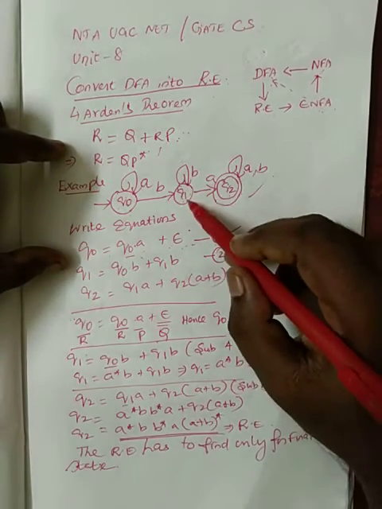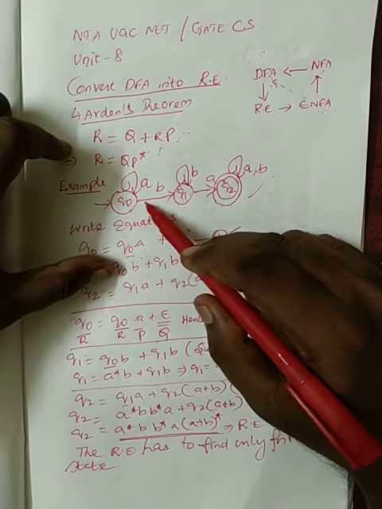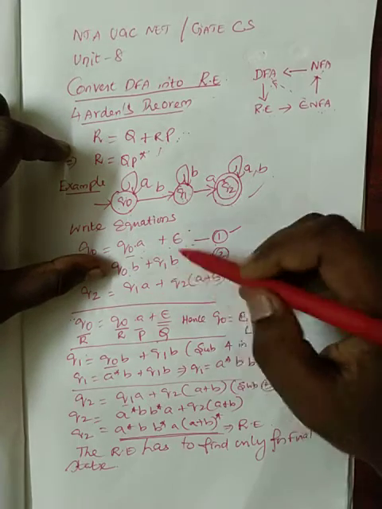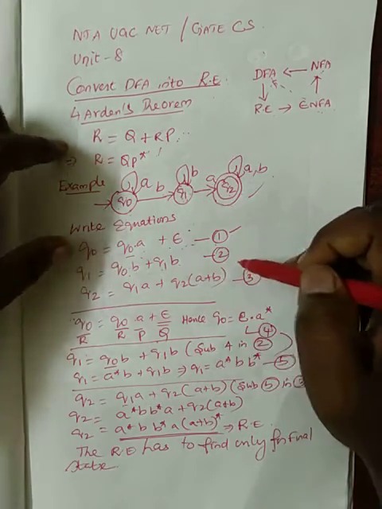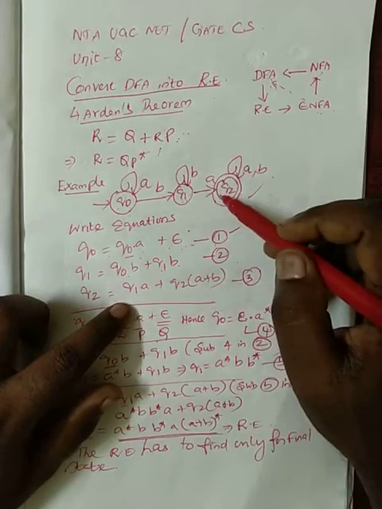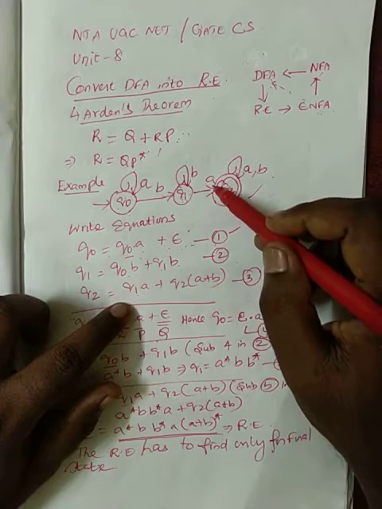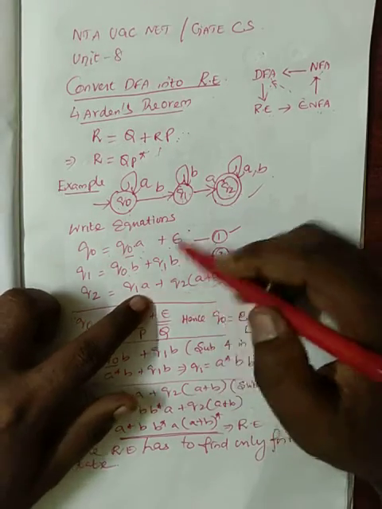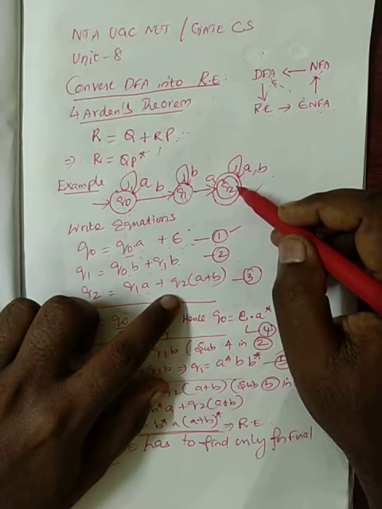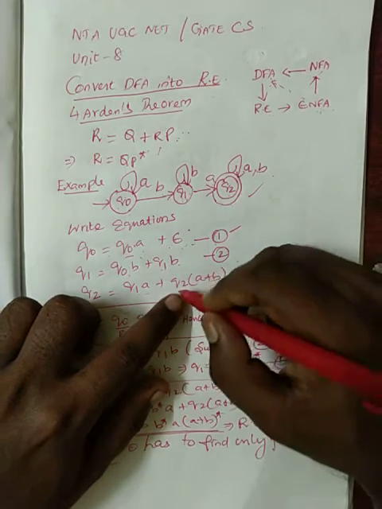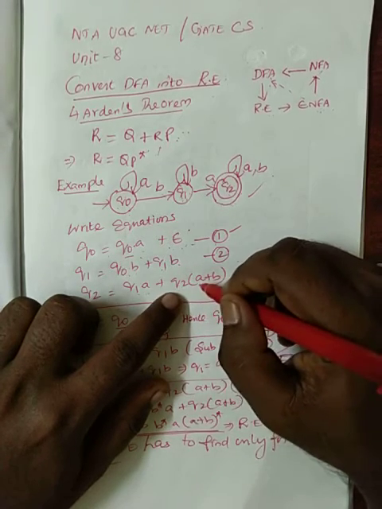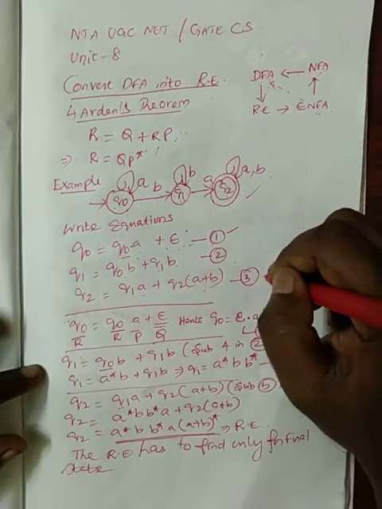Now for Q1, from Q0 along with input B it's coming, so I am writing Q0 B plus Q1 into B. That is equation 2. Equation 3: Q2 is nothing but from Q1 towards Q2, A is accepted, so Q1 into A, plus for Q2 both A and B, so I am writing Q2A plus Q2B. I am rewriting this as Q2 into A plus B. That is equation 3.